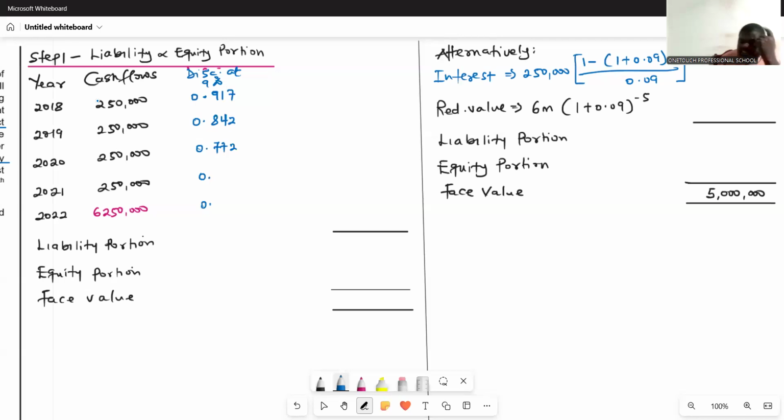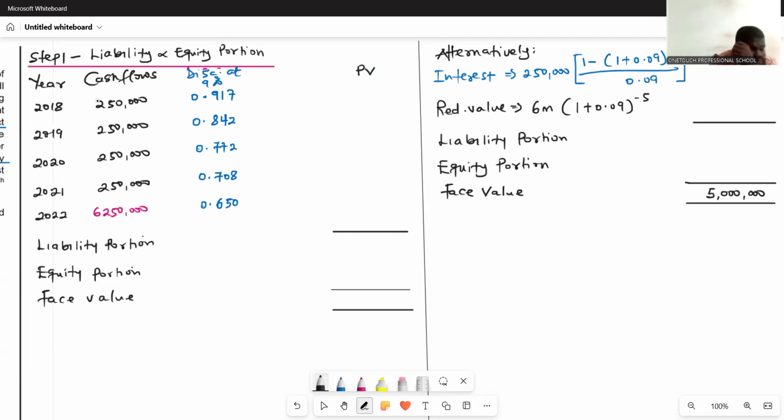You just delete and you insert. You just keep changing the powers. That's all. The next is 0.708. The next one, 0.650.